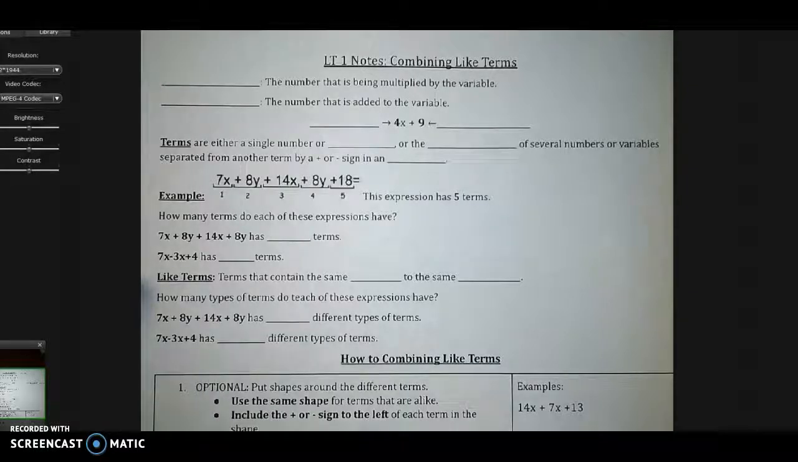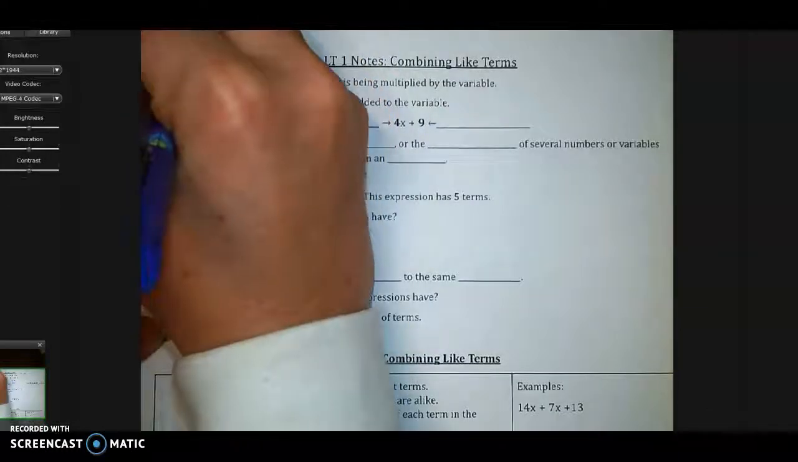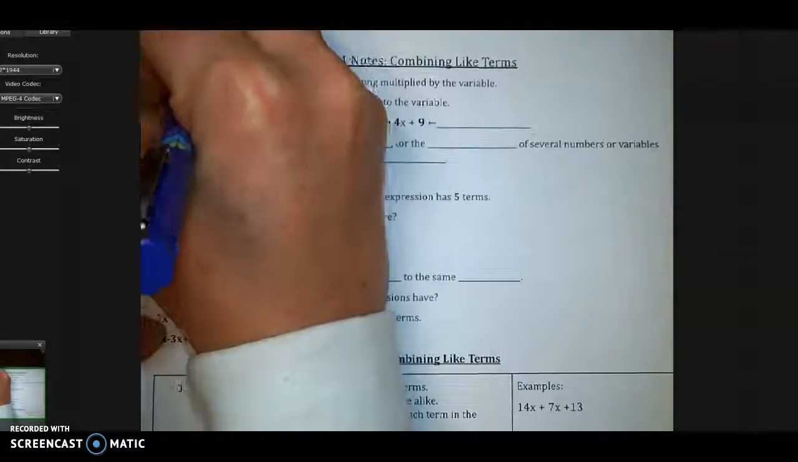Okay, so now that we have worked with modeling why combining like terms works and what those are, we're going to take some notes on just basic combining like terms and take a look at it mathematically. So we modeled it, we've touched it, now we want to take it and put it mentally into our heads. So the number that is being multiplied by the variable, we call this the coefficient.